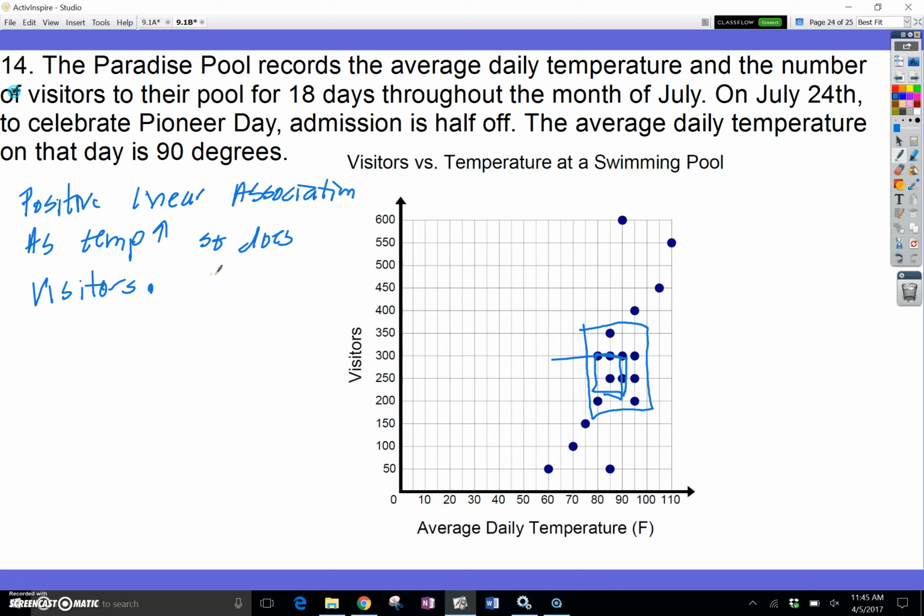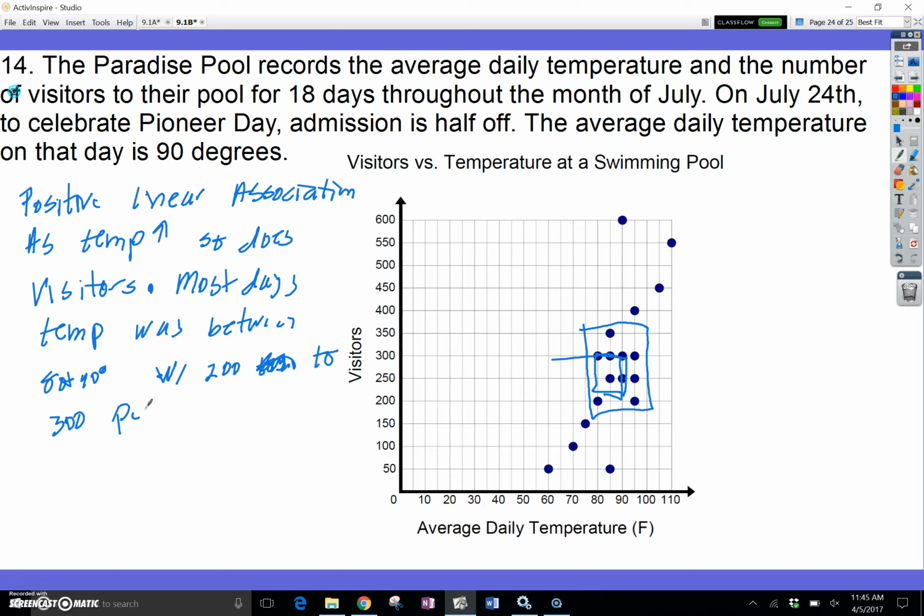So we can write that. Most days the temperature was between 80 and 90 degrees with 200 to 300 people going.